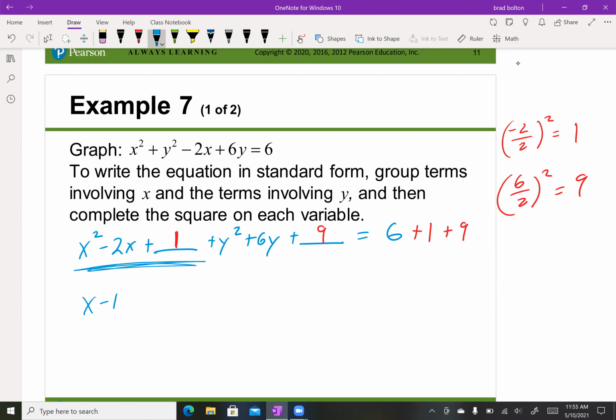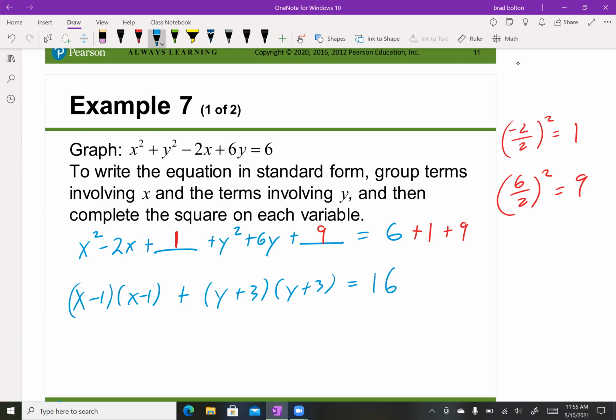This would be x minus 1 squared. I'll write it out for you guys and then we'll fix it just so I don't skip too many steps. So this will be x minus 1 times x minus 1 if I factor it, plus y plus 3 times y plus 3. And remember, that's the point of completing the square, is it should be perfect. Okay, so now this becomes x minus 1 quantity squared plus y plus 3 quantity squared equals 16.